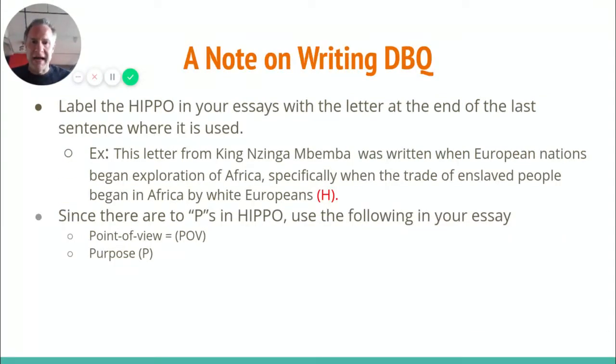So when you go to write the DBQ, the structural notes that I have are much less. There's no all caps words that you have to hit. You do need to put HIPPO into your essay, label it with HIPPO at the end of each sentence where you're doing HIPPO. Now, we have a P problem in APUSH, and we have too many P's in HIPPO. So what we're going to do is abbreviate point of view as POV and purpose just as regular P. So you're going to have HIPOVPO in your essay. Got it?